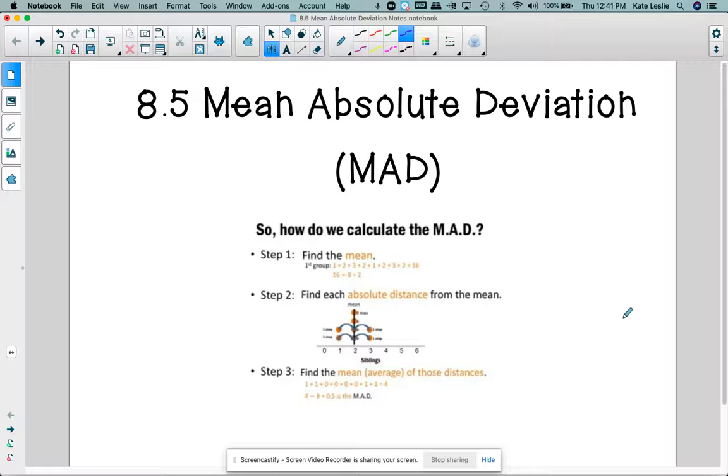Hi everyone, today we're going to be talking about 8.5, which is the mean absolute deviation, also known as MAD. Just a couple of things. Let's go ahead and dissect what this means here.